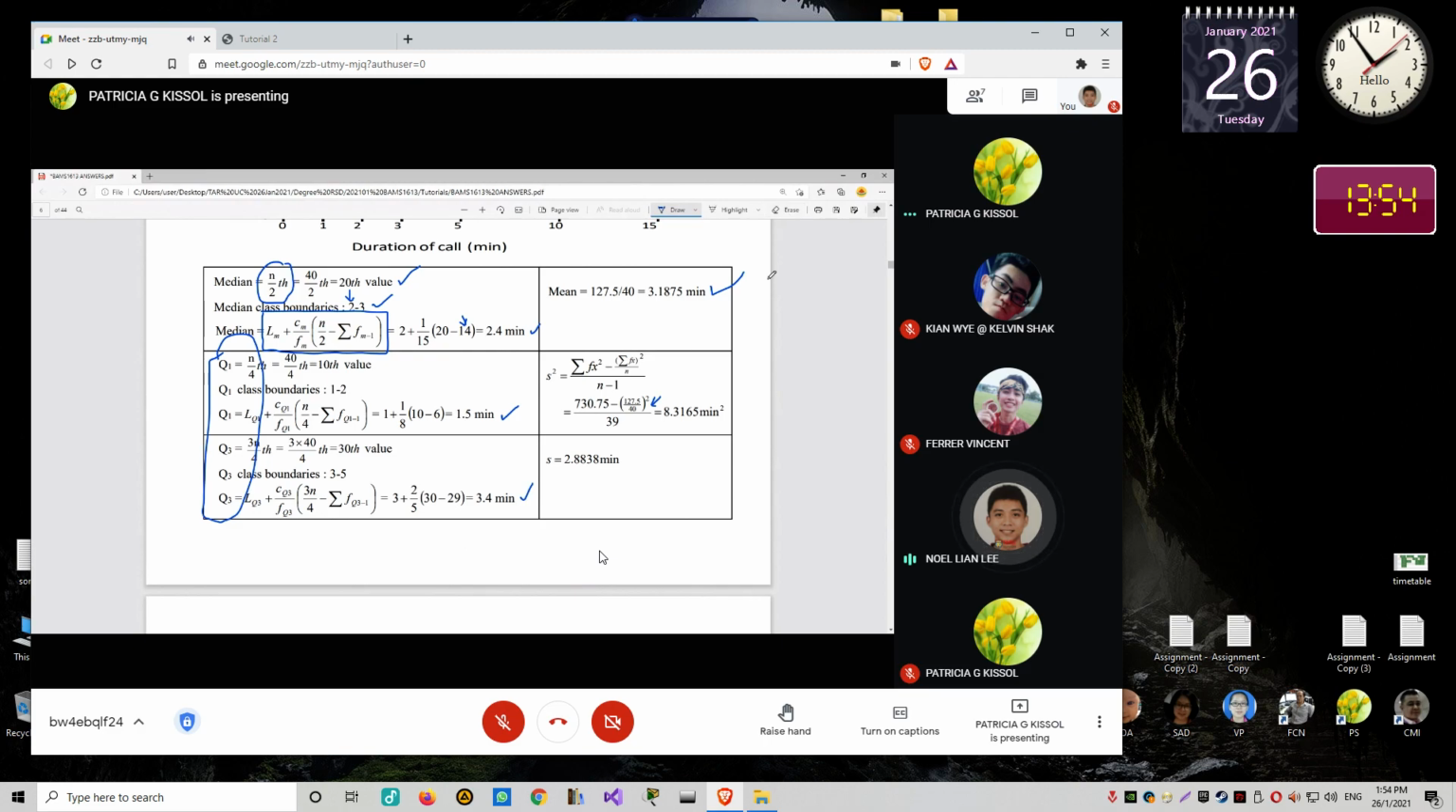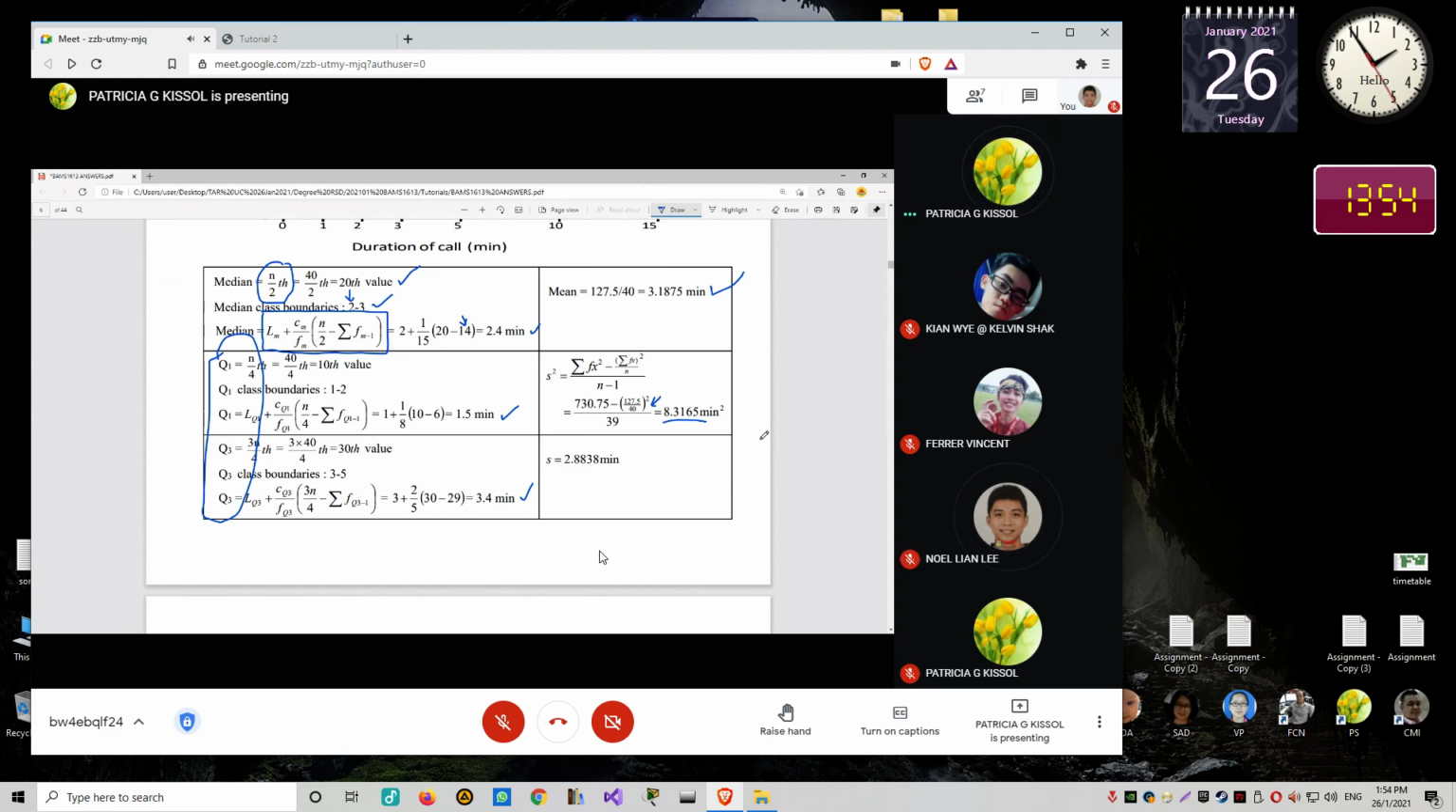Oh, the 40 is also included in the square? It should be only the 127.5 that is squared. The 40, no need to square it. Can you help me check the answer? Is it correct?